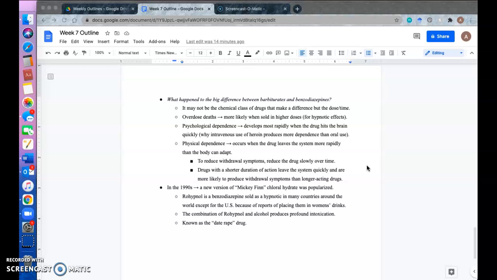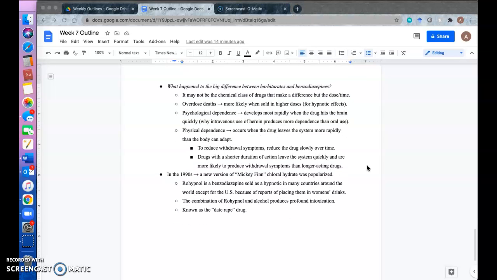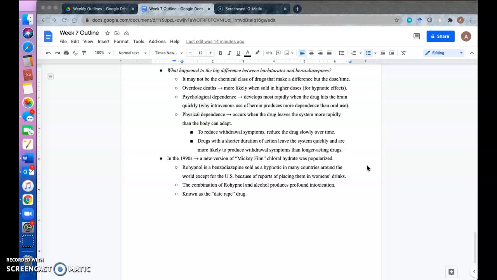To reduce withdrawal symptoms, the drug user should reduce the drug slowly over time. And then drugs with a shorter duration of action leave the system quickly and are more likely to produce withdrawal symptoms than longer-acting drugs. And then in the 1990s, a new version of Mickey Finn, or chloral hydrate, was popularized.